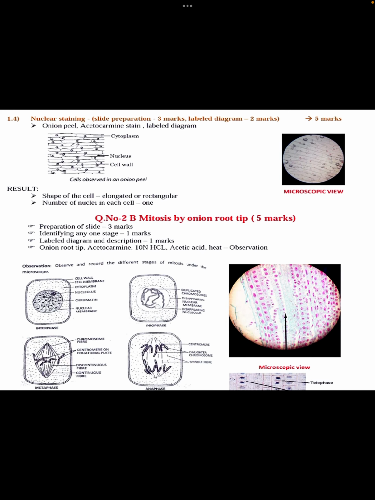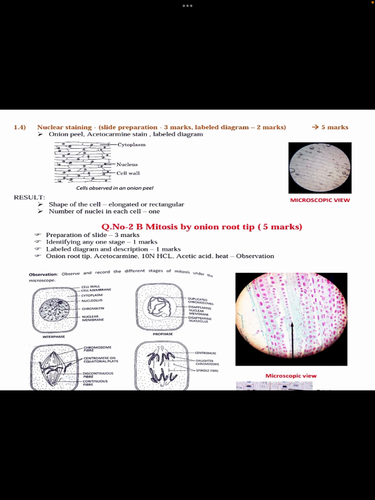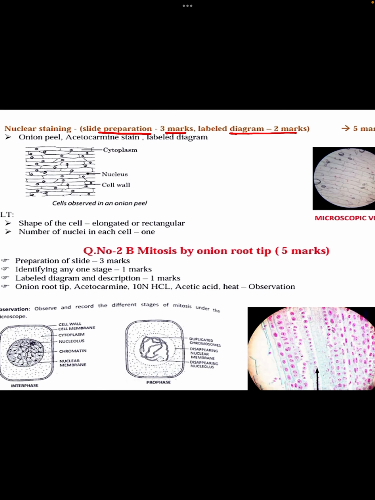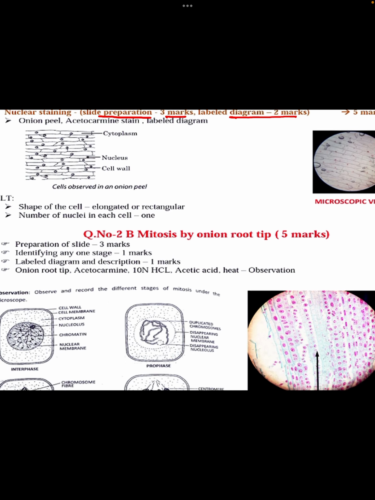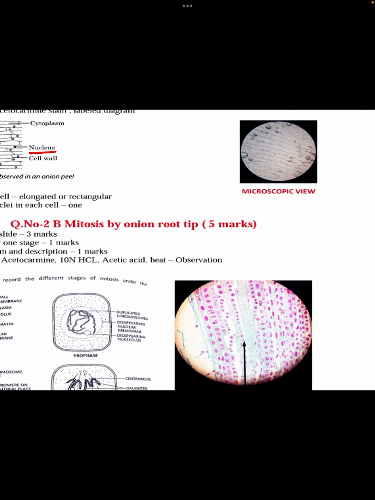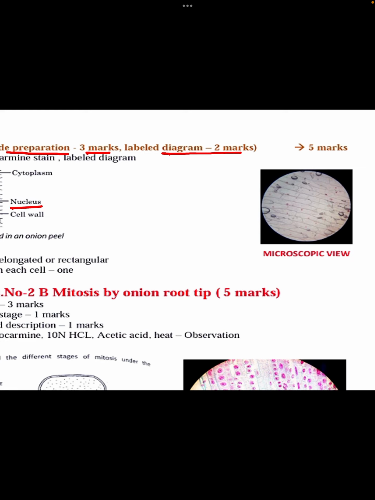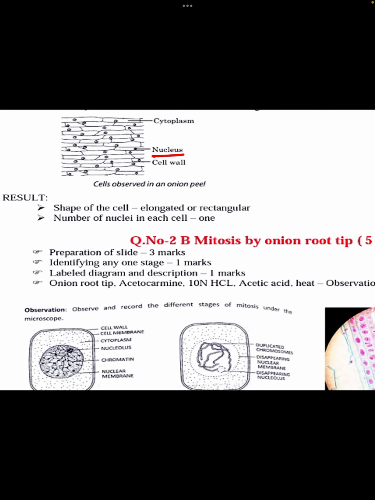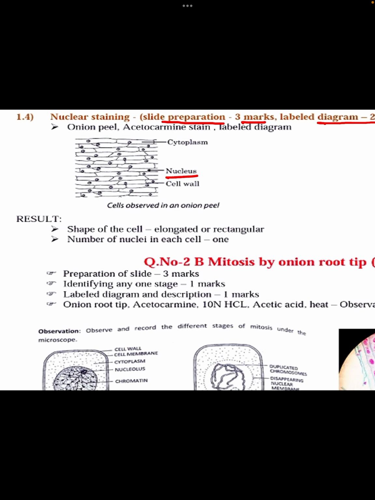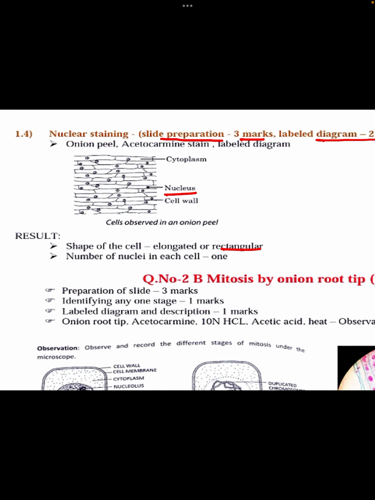Suppose if you get the question nuclear staining, for preparing the slide you will be having 3 marks, and labeled diagram you will be having 2 marks. Okay. So this is a labeled diagram. The cells are rectangular, and in each cell you will be showing one nucleus. So this is a microscopic view. You can see the onion cell here. This is 1 nucleus per cell. Okay. The result what you are going to write is, the shape of the cell is rectangular. Number of nuclei in each cell is 1.